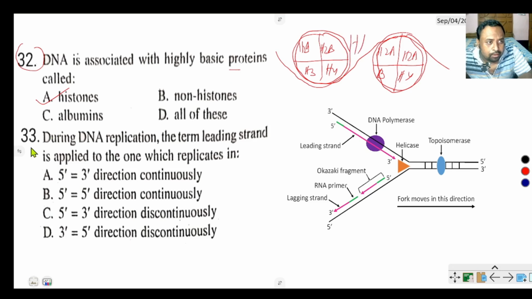Okay. Question number 33. During DNA replication, the leading strand is synthesized continuously in the 5 prime to 3 prime direction, but the lagging strand is synthesized discontinuously, in fragments, running 3 prime to 5 prime.